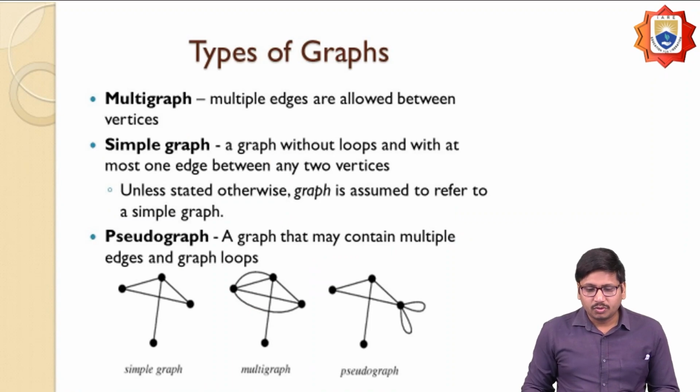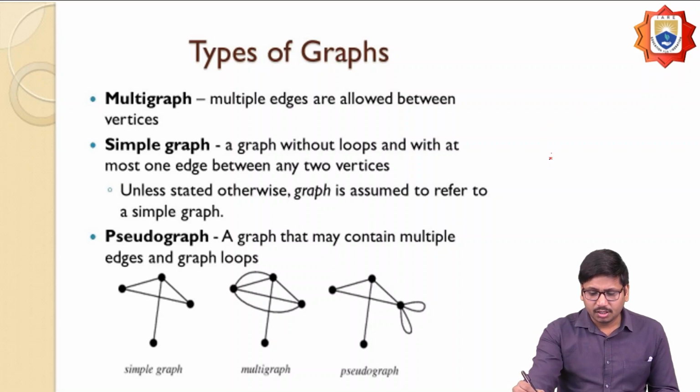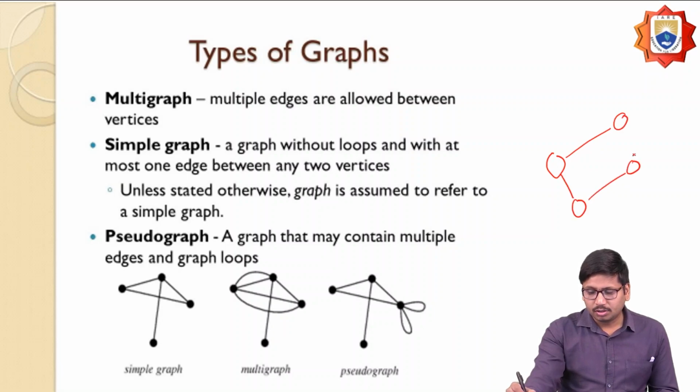Coming to the types of graphs, we have different kinds of graphs like the multigraph, where multiple edges are allowed between the vertices. A simple graph is a graph which does not have any loops, and at most one edge is maintained between two vertices. The pseudograph is a graph that may contain multiple edges and loops. So let us consider a simple graph: it is a graph which does not contain any multiple edges and self loops.